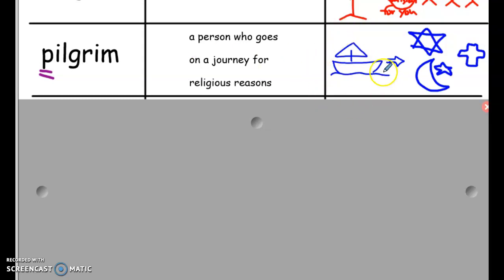The picture I drew, though, was a ship, and I put several religious symbols just to get us thinking about what the word really means, right? A person who goes on a journey for religious reasons. So you can pick a symbol if any of those symbols have special meaning to you, or you can do anything you like.